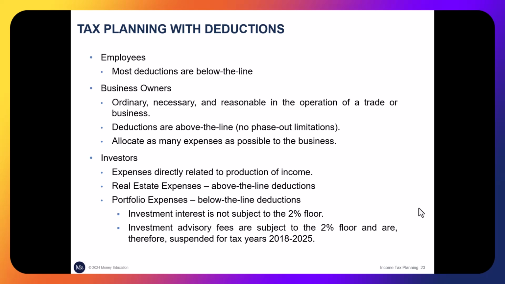Business owners can deduct things that are ordinary, necessary, and reasonable in the operation of a trade or business. Deductions for business owners have no phase out, and they can allocate as many expenses as possible to the business, therefore paying less taxes. Investors, the expenses are directly related to the production of income. Real estate expenses are above the line. So if I have a rental property, which we'll talk about in another chapter, then it's above the line deductions for my rental property.